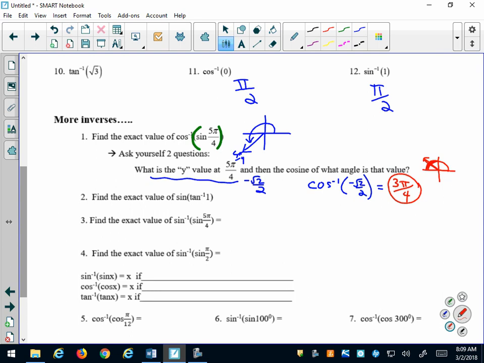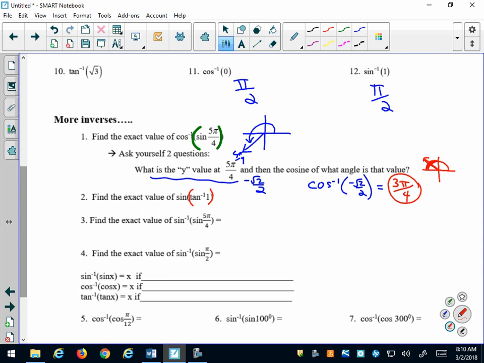So let's do the next one. Find the exact value of the sine of the inverse tan of 1. So now this is the opposite order here. With the first one, we did the inverse of the regular. Here we're doing the regular of the inverse. So now we have to think about that restricted domain first, right? We're finding the inverse tan of 1.